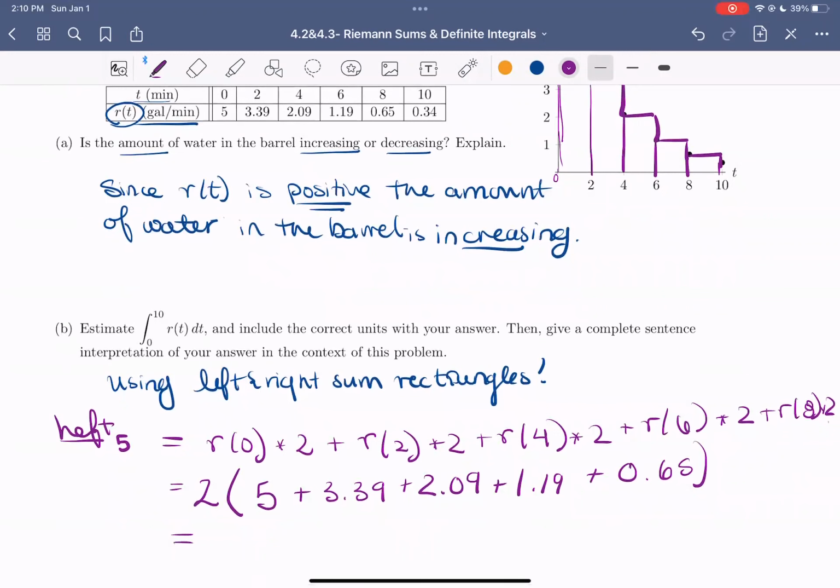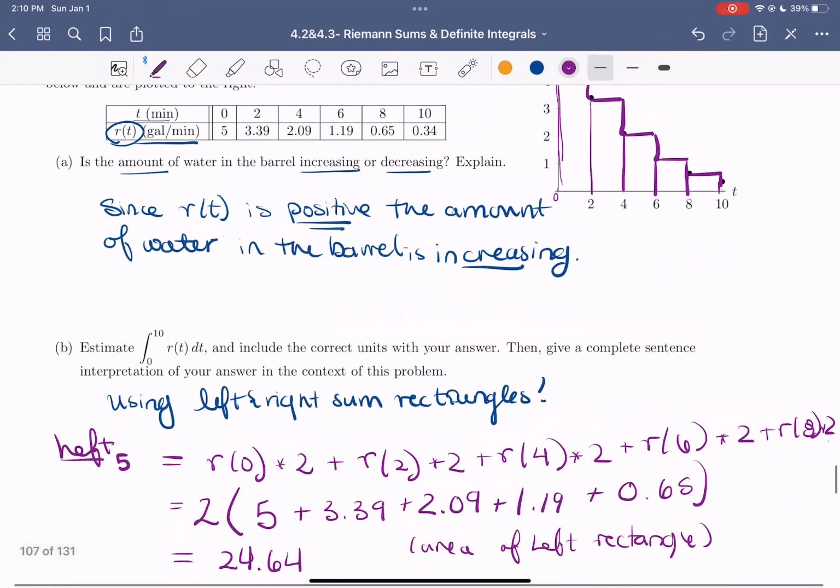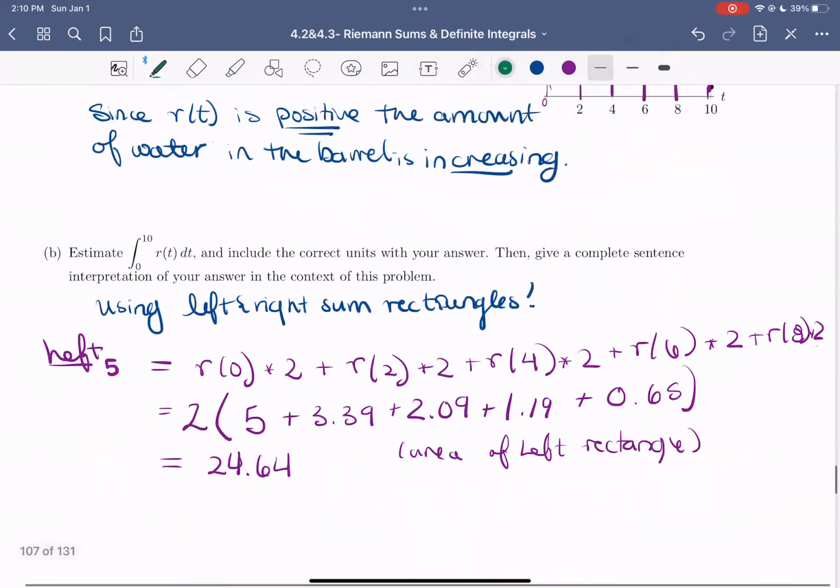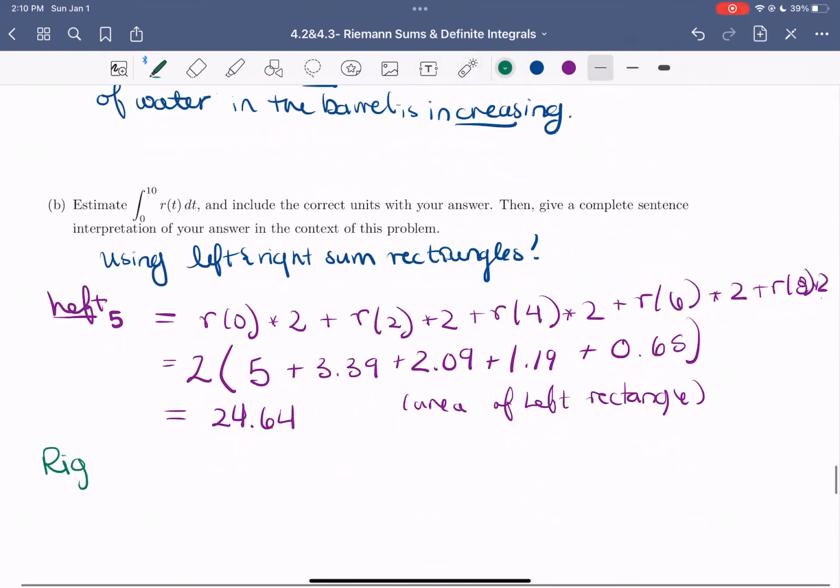So putting that all together, this becomes 24.64. So this is the area of left rectangles. And we're going to talk about units here in just a moment. But before we do that, let's look at the right sum rectangles.